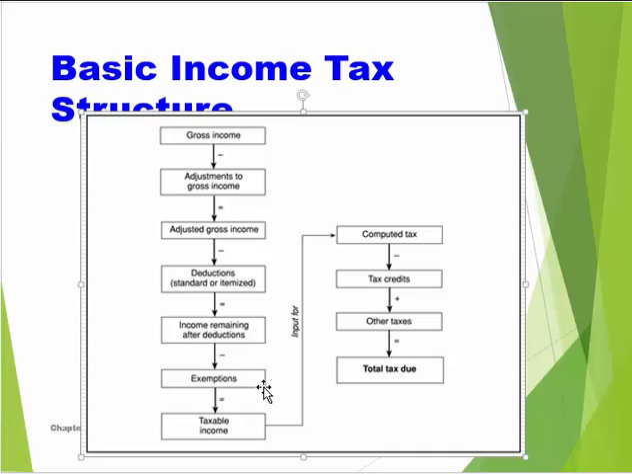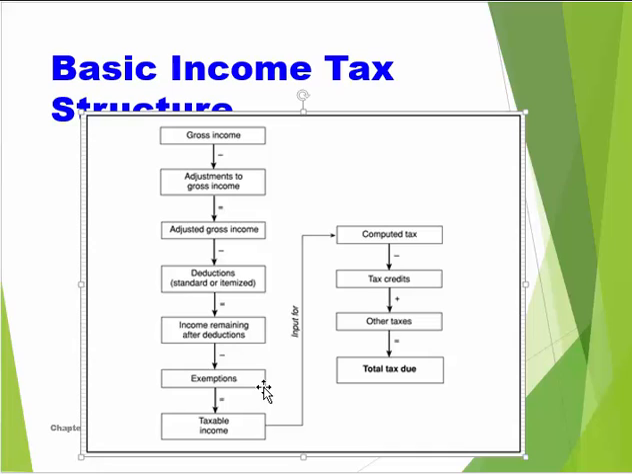Once we find out income after deductions, we get exemptions. These are personal exemptions. So each person on a tax form gets an exemption. Your children count as an exemption. And depending on how old you are, potentially some disabilities, you also can take some exemptions for that. In the end, all of these things eventually lead us to taxable income.